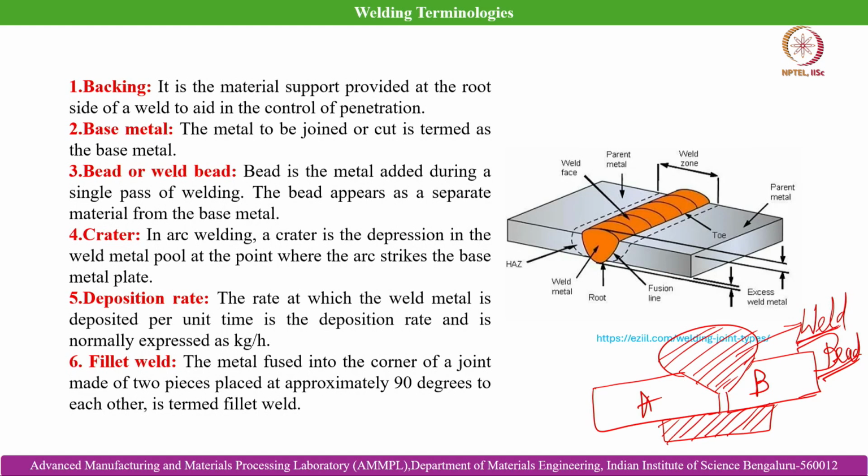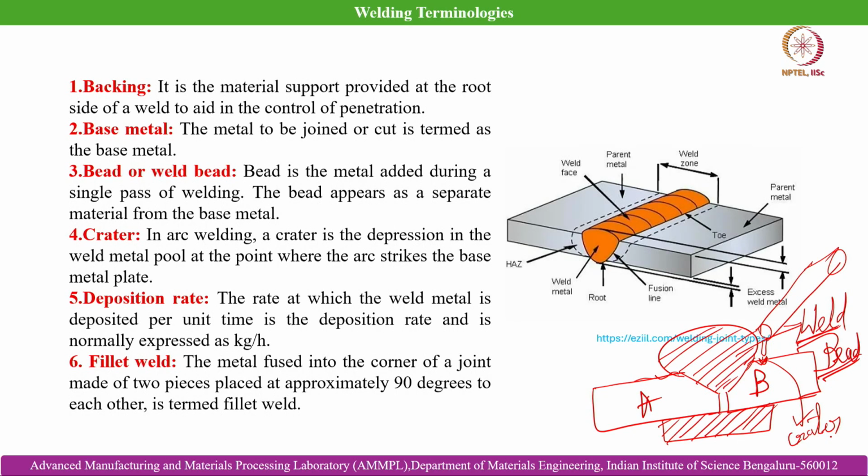And then number 3 is crater. It is basically, in arc welding, one kind of electric welding. A crater is the depression in the weld metal pool at the point where the arc strikes the base metal plate. So, for example, you have an electrode and you are doing arc welding. Then this is the arc generated, and it creates a depression over the workpiece material. That is what is referred to as a crater.